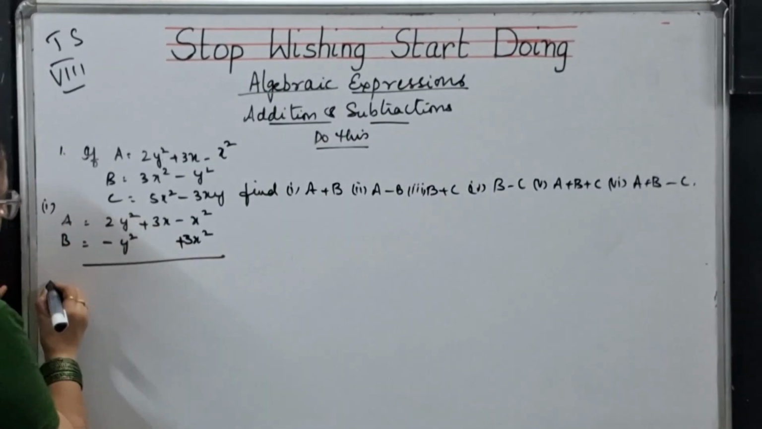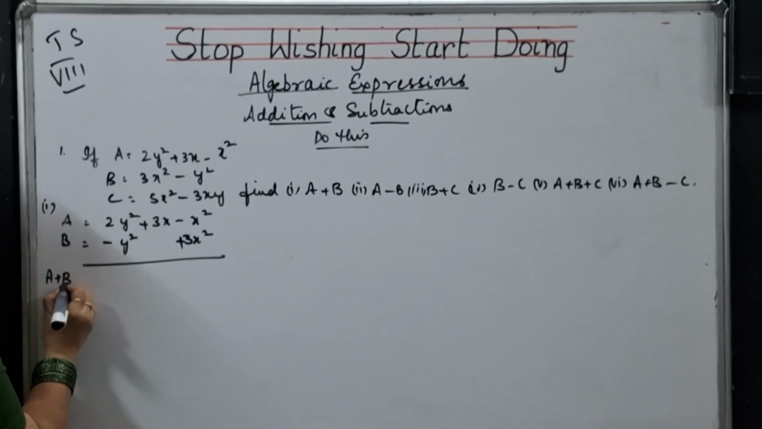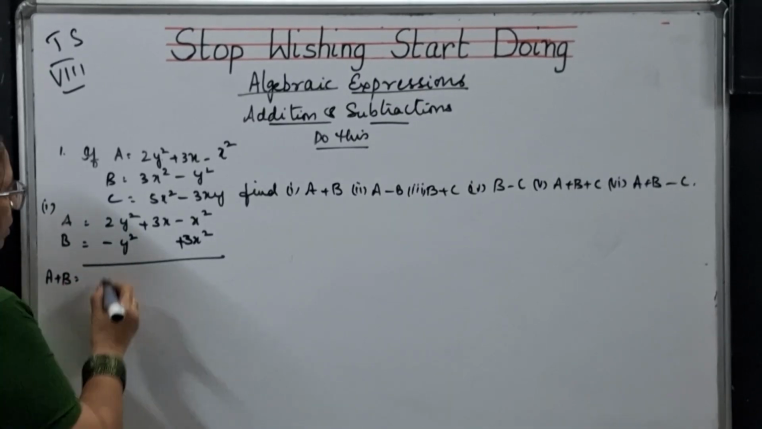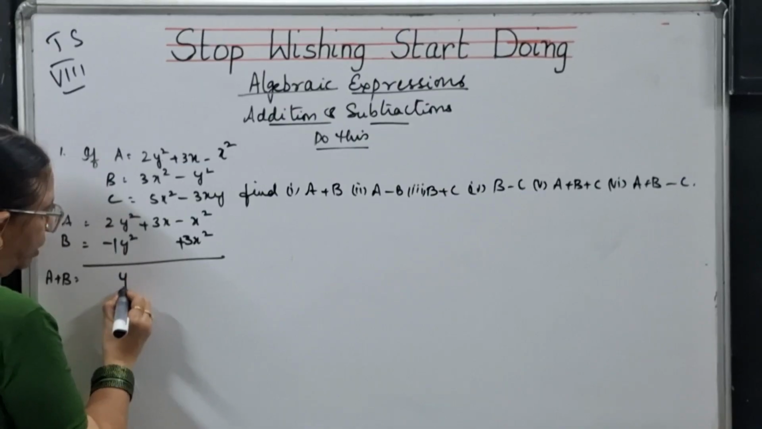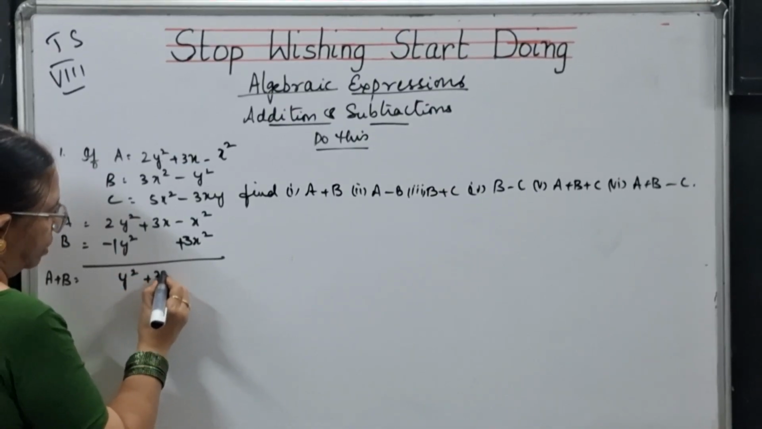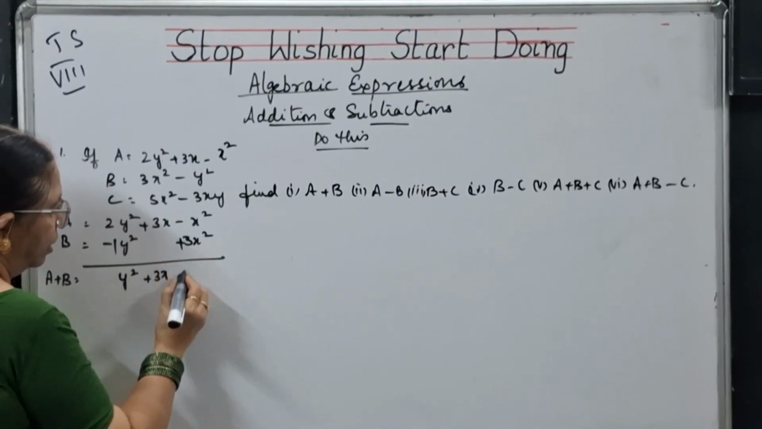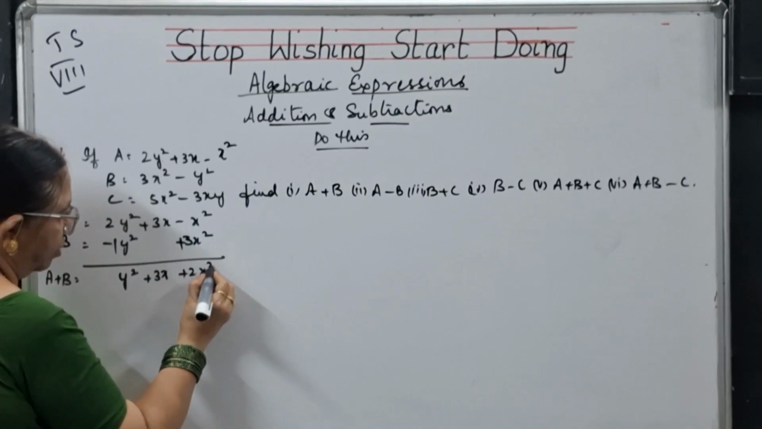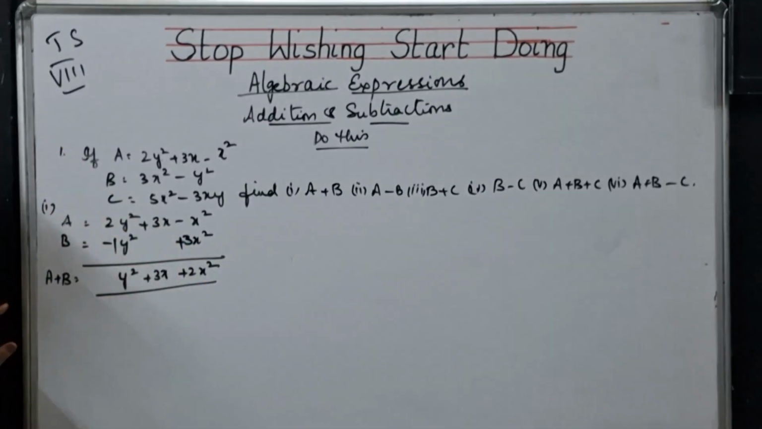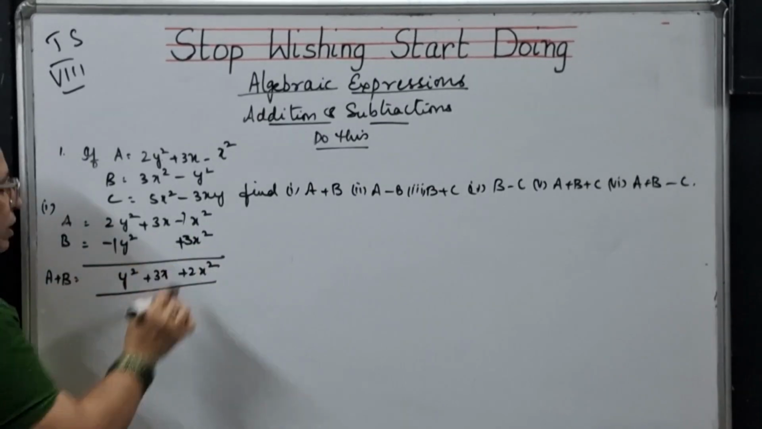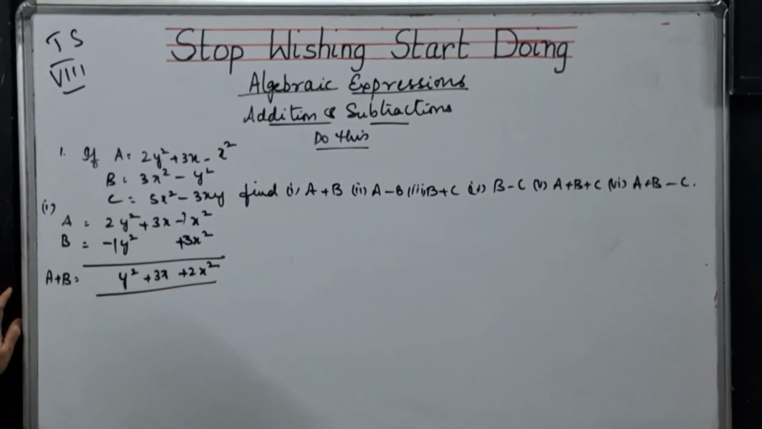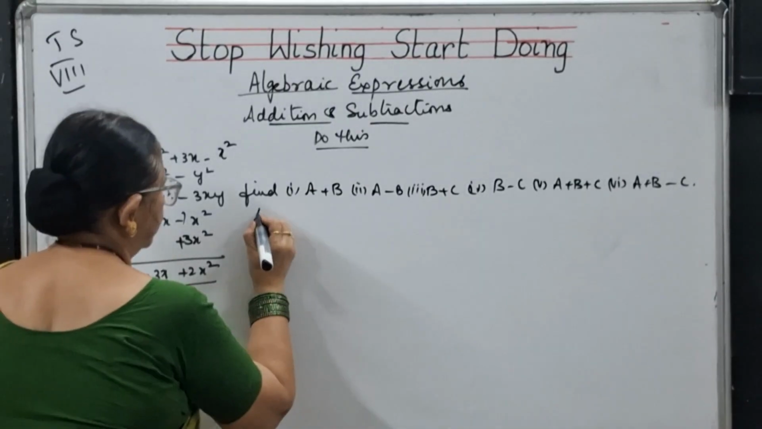Like terms together. Now we need to find a plus b. A plus b means, see, my y square: 2 minus 1 is 1y square, plus 3x as it is we write here, plus 2x square. Why? Because you have got integer 1 plus and 1 minus. 3 minus 1 is 2. So that is the first bit.